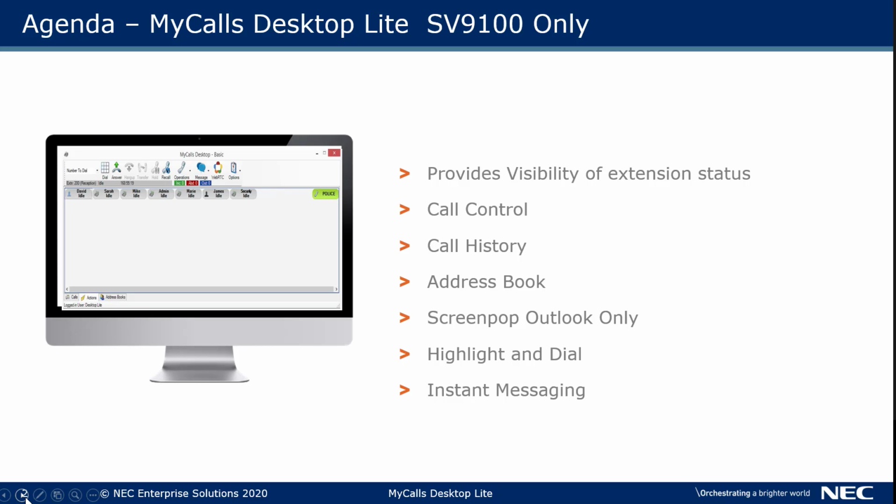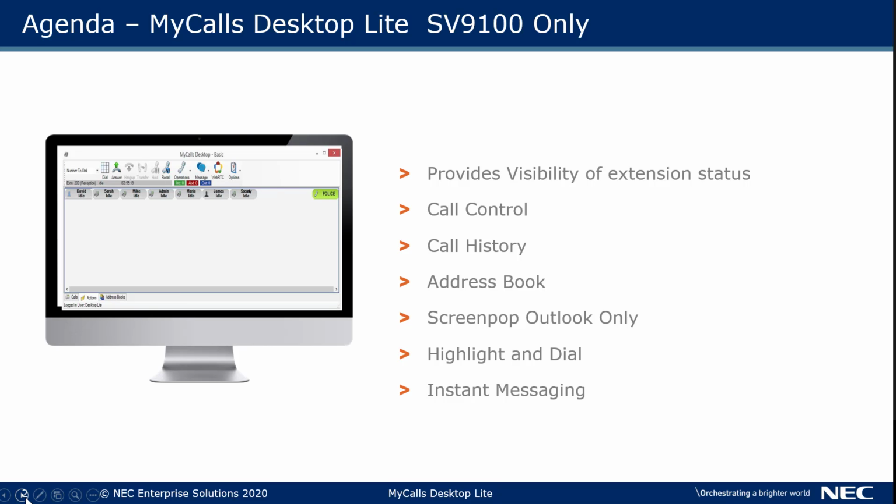And a very powerful feature is what we call highlight and dial. So the ability to highlight a telephone number, whether that be in a Word document, an Excel spreadsheet, or even on Yell.com, you can highlight the telephone number and generate an outbound call.